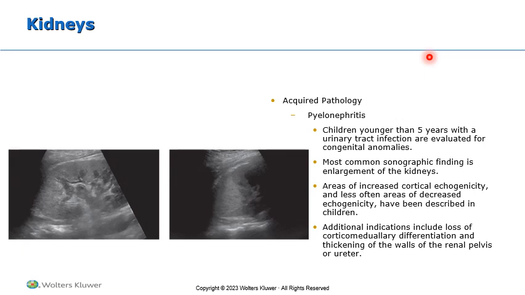These can demonstrate areas of increased echogenicity of the cortical region, and even some areas of decreased echogenicity, depending on some of the research that they've done. Additional indications for pyelonephritis would include loss of corticomedullary differentiation and thickening of the walls of the renal pelvis or ureter. Now, thickening of the walls is going to come from damage, edema, maybe even calcifications in those areas from long-term insults. The change in echogenicity in the cortex can really be the same.